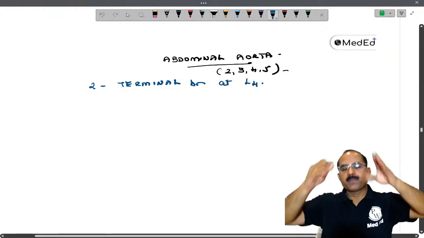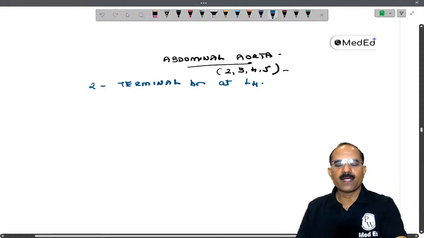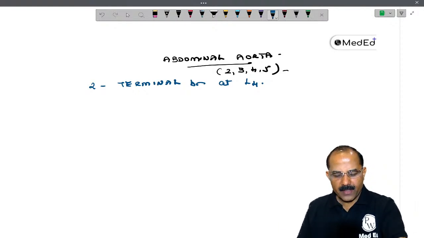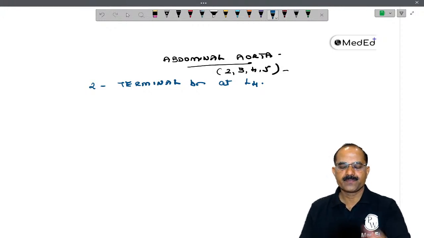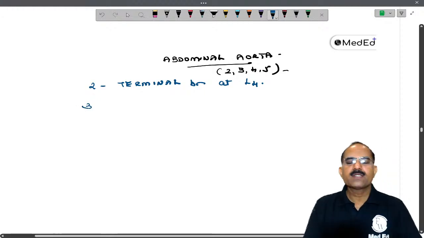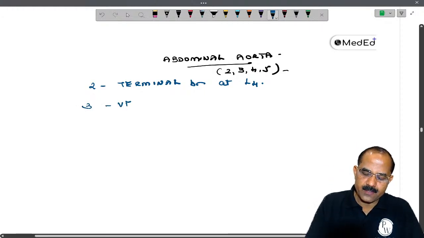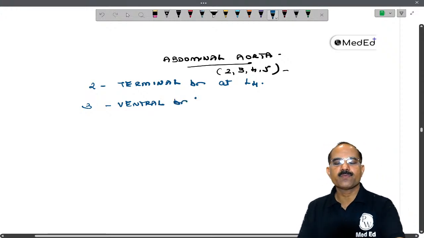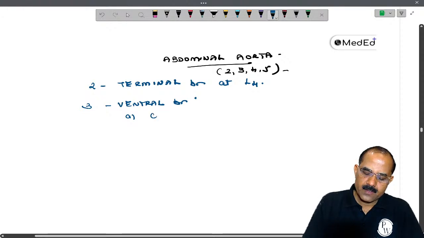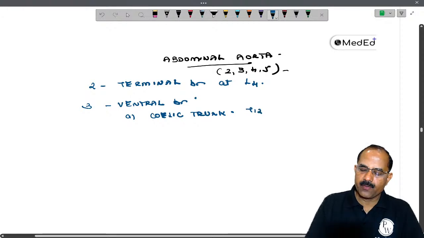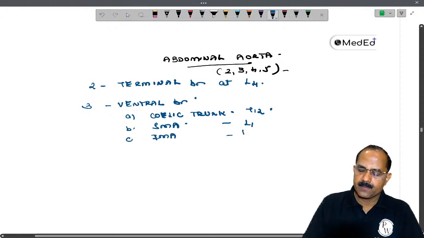Aorta divided at what vertebral level? L4. And what are these 2 terminal branches? Common iliacs. Then 3. What is 3? Anyone? 3 ventral branches. Which is the first one? Celiac trunk. What is the vertebral level? L12. Second, superior mesenteric artery, L1. Inferior mesenteric artery, L3.